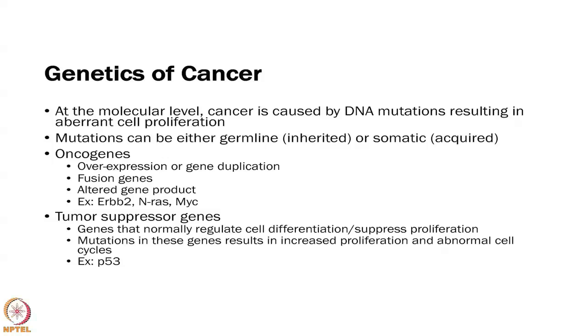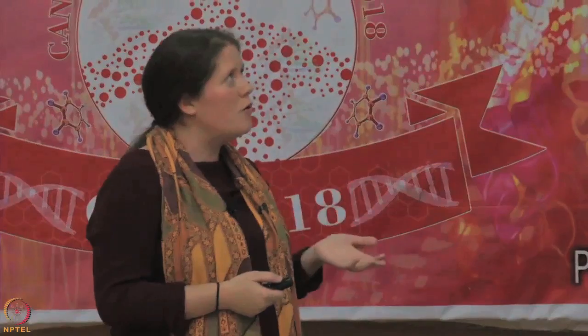There has been a long history of studying the genetics of cancer, which predates the proteogenomics of cancer. The reason why genomics and cancer have become such an enormous field is because it's known that at the molecular level, cancer is caused by mutations that result in aberrant cell proliferation. These mutations can either be germline, meaning that they are inherited, or they can be somatic, meaning that they're acquired at some point in life.